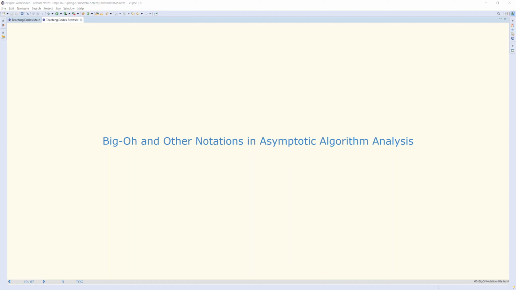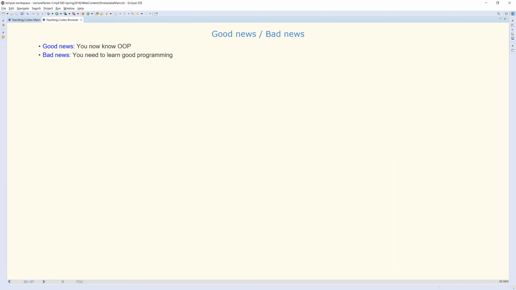Now that we have reviewed the mathematical background related to asymptotic algorithm analysis, let's start discussing how we can define the complexity of specific algorithms. So we have some good news and bad news.